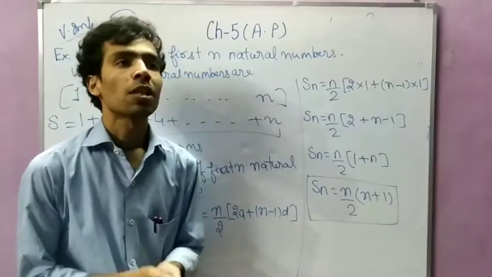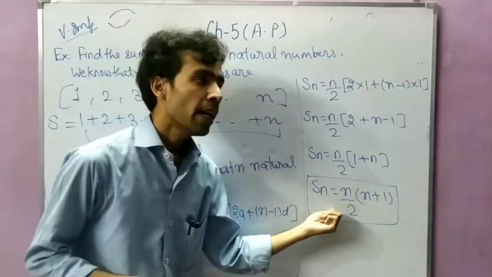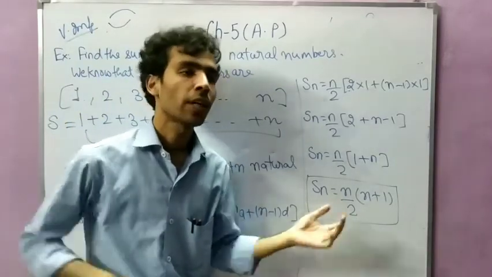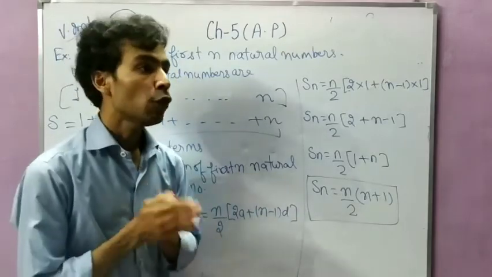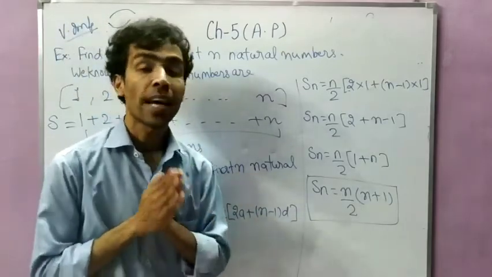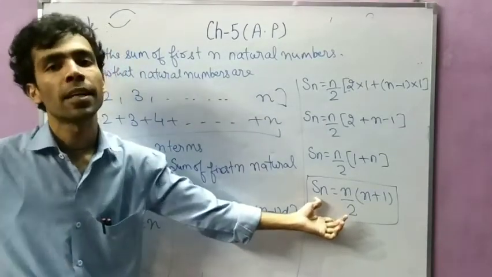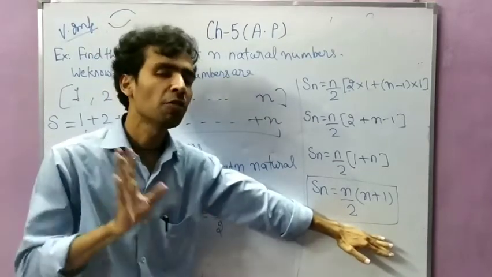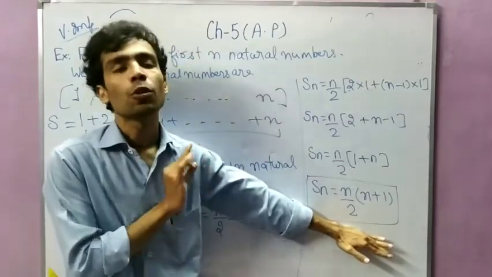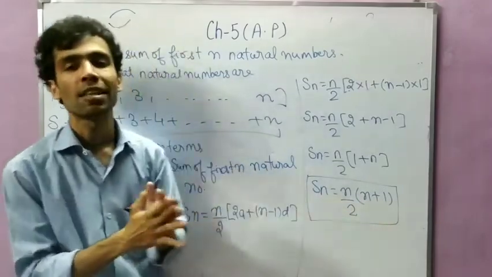When you have to calculate the sum of first 1000 natural numbers, in place of n you will put 1000, so you can get the sum of first 1000 natural numbers. And if you have to know the sum of first n natural numbers, this is the formula. This formula is very useful, students, very very useful, and it will help you to solve questions very fast. If you know the formula, you can easily solve.